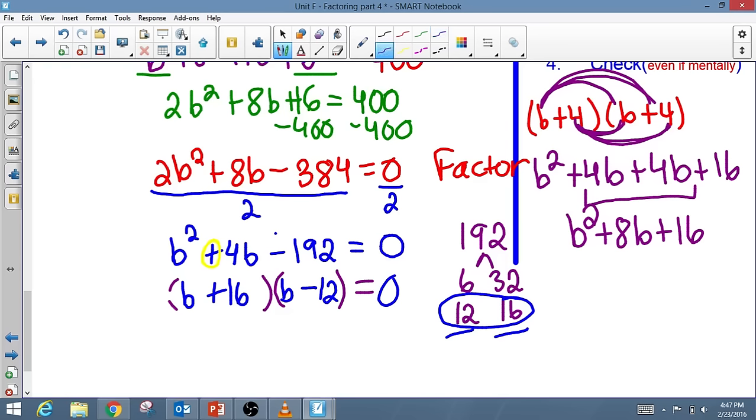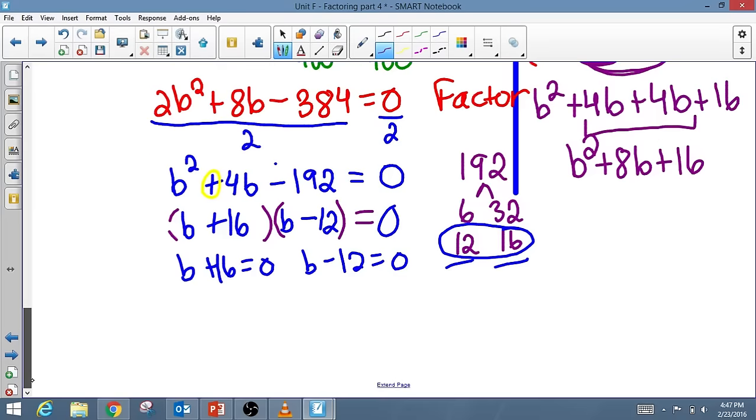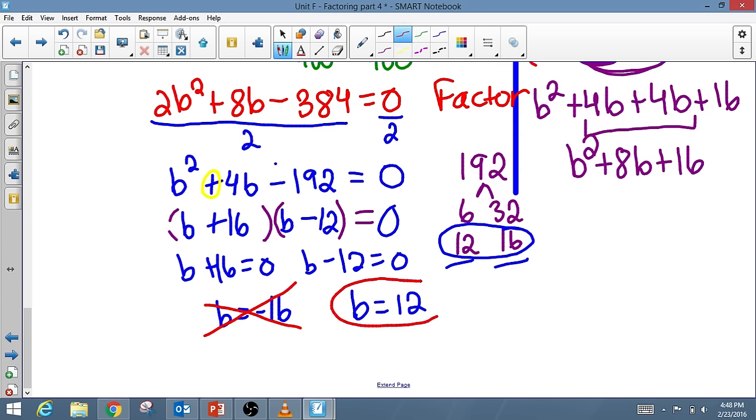Now these are factors and not answers. So to get answers, I set them equal to 0. b plus 16 equals 0, and b minus 12 equals 0. And I solve, and this b would be negative 16, and this b would be 12. Measurements can never be negative, so that cancels out my negative 16. So the answer here is 12.